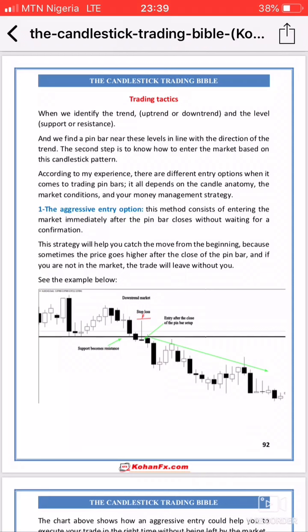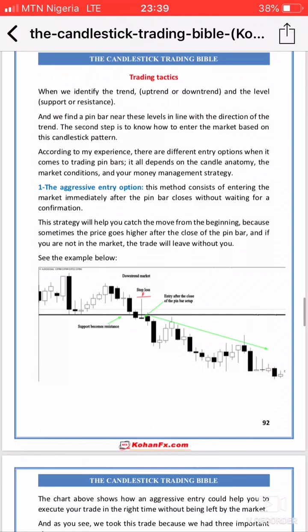Number 1, the aggressive entry option. This method consists of entering the market immediately after the pin bar closes without waiting for a confirmation. This strategy will help you catch the move from the beginning because sometimes the price goes higher after the close of the pin bar, and if you are not in the market, the trade will leave without you. See the example below.